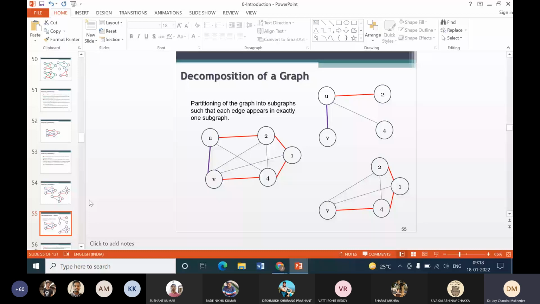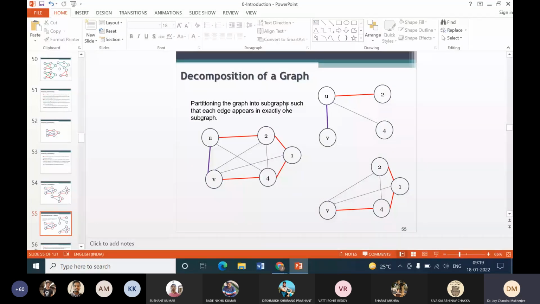Now there is a definition of decomposition of a graph. Decomposition of a graph means partitioning the graph into subgraphs such that each edge appears in exactly one subgraph. Okay, so the vertex can be repeated. For this graph, these are two decompositions: U V 2 4 and V 4 1 2. So these are decompositions.